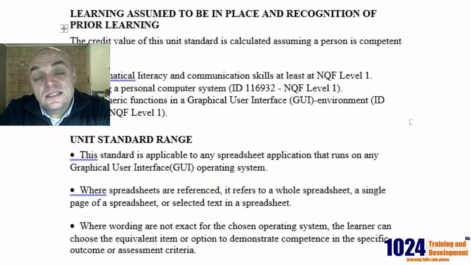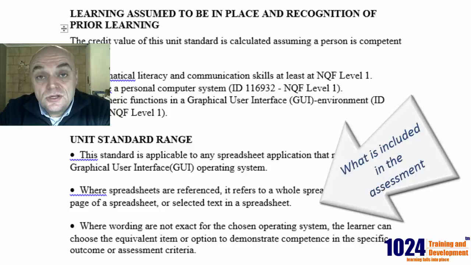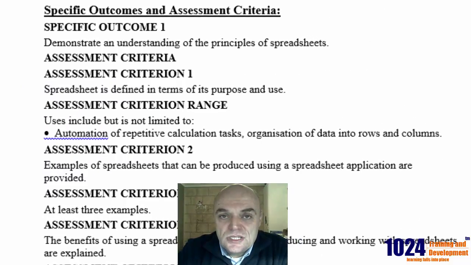When being assessed against a unit standard, it's important to know what forms part of the unit standard and what falls outside of what's being assessed in this particular unit standard. The next section, the unit standard range, describes what is included in this particular assessment. Now we get to the meat of the unit standard.